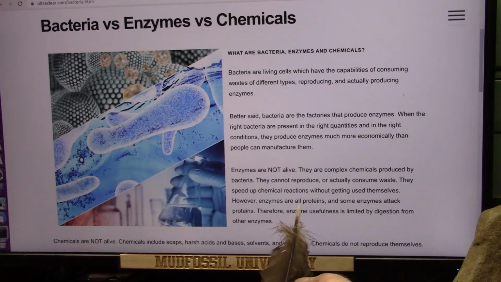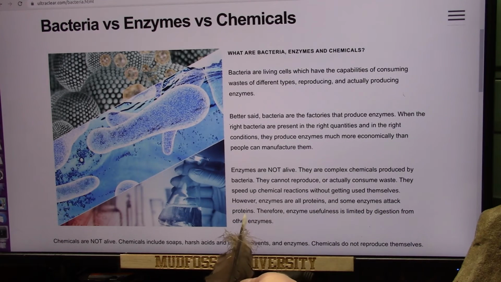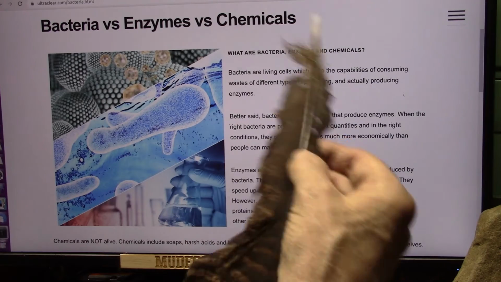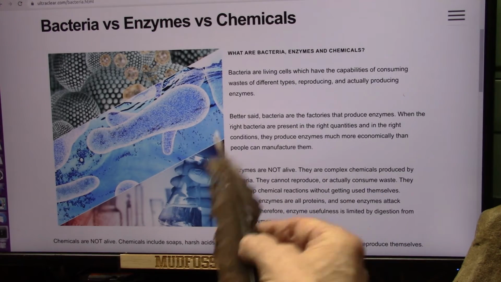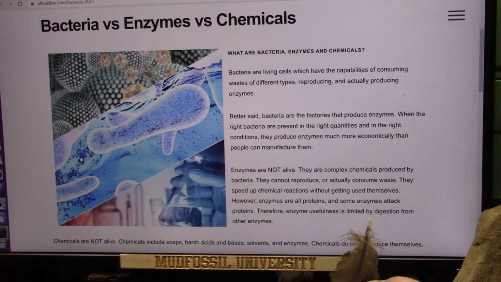However, enzymes are all proteins. And when I show you what a protein is, you're going to flip. Some enzymes attack proteins because they're made to break them down. You can't have all this stuff just floating around forever. So it's something that's called apoptosis normally with cells. It goes and kills the cells and then eats them. And they do the same thing to proteins. Therefore, enzymes' usefulness is limited by digestion from other enzymes.